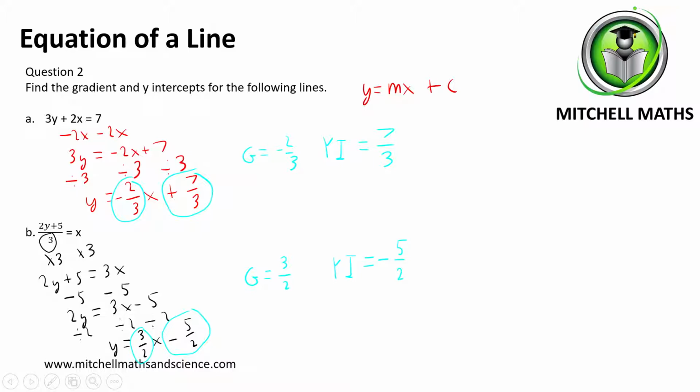And that's how to find the gradient and y-intercept, even when the equation's not given in the form y = mx + c. You just have to rearrange it first, and then once you've got it in the form y = mx + c, you can see what the gradient is, what's equal to m, and what's equal to c.